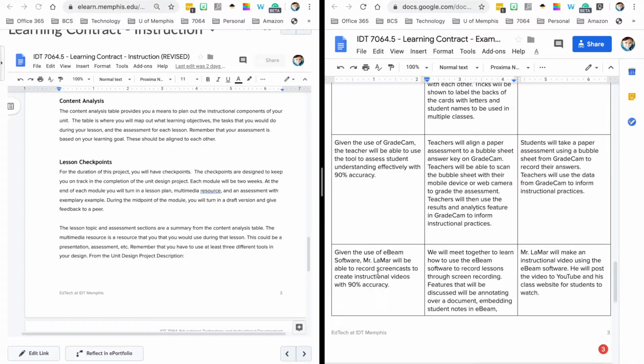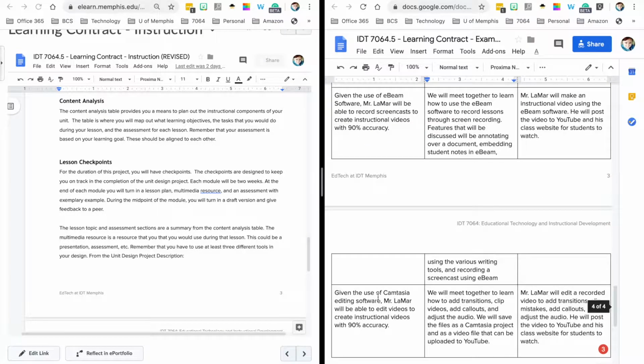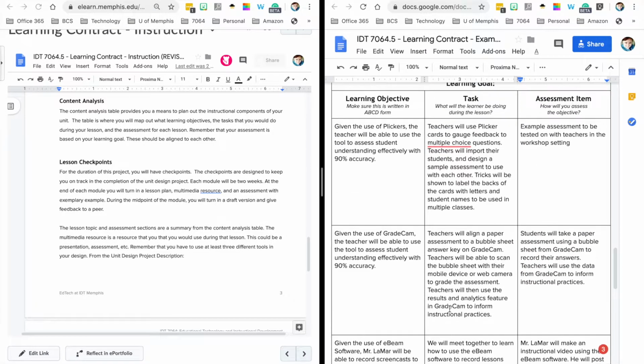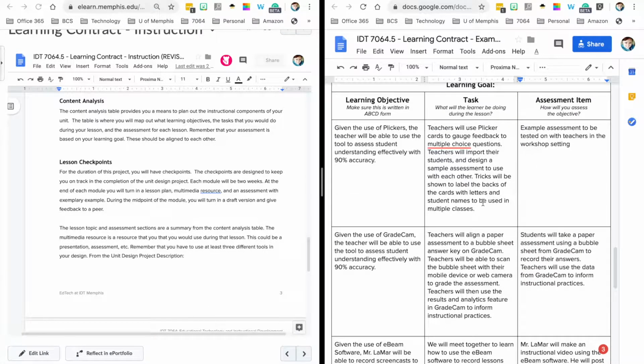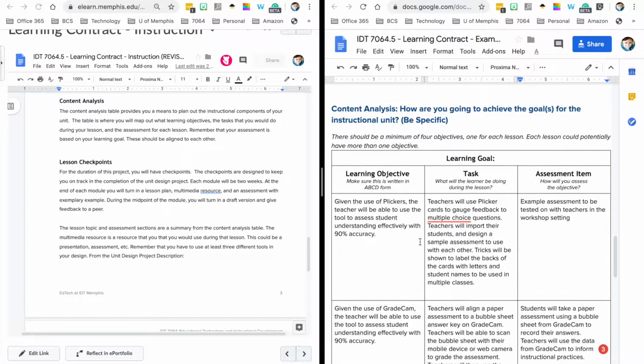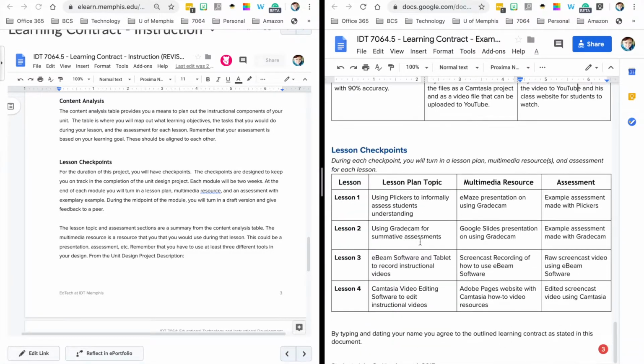So here we have Plickers, GradeCam, then the eBeam software, and then the Camtasia editing software. You have one learning goal from above, and your assessment matches your learning goal, so it's going to be used to assess that goal. Then in the middle, you have your instruction about what they would be doing during the lesson, and this is also essentially your lesson's checkpoint. Your lesson's checkpoint comes from a synopsis from above: what your learning goal was, what your direction was.